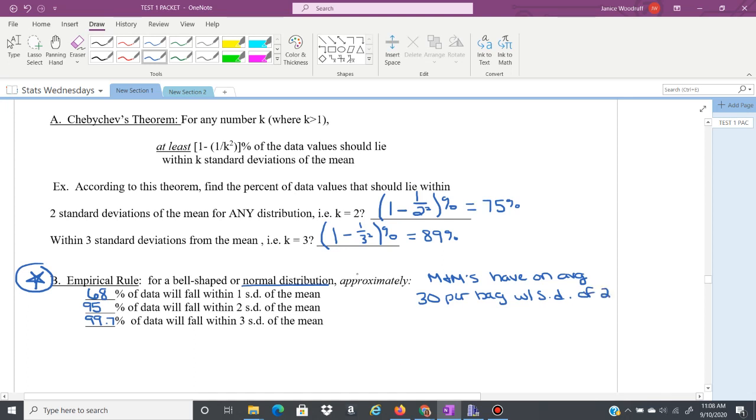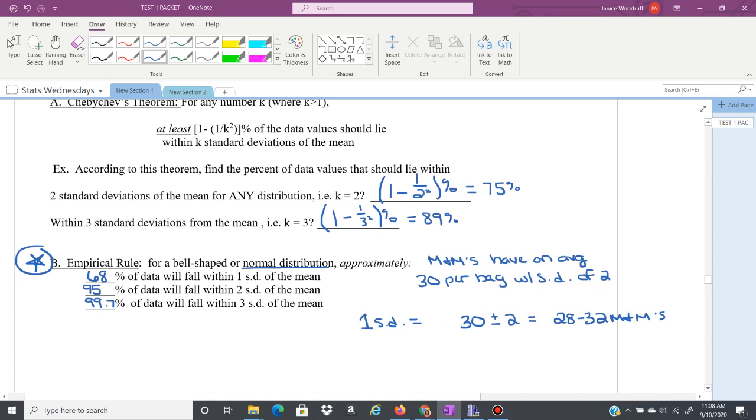What that means is that for 1 standard deviation, I've got 30 M&Ms, so it would be 30 plus or minus 2, give or take 2. That would be between 28 and 32 M&Ms in the bag. Well, that's going to be right 68% of the time. That's what this is telling you.